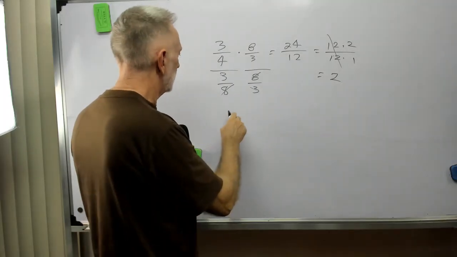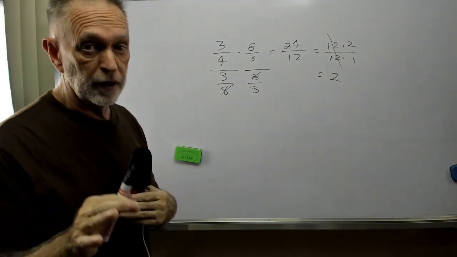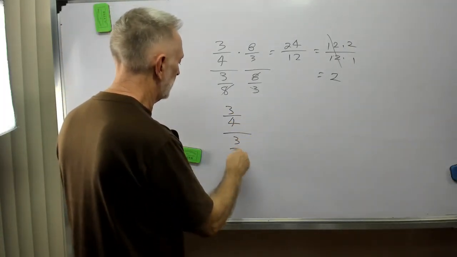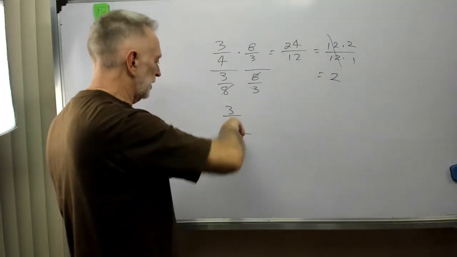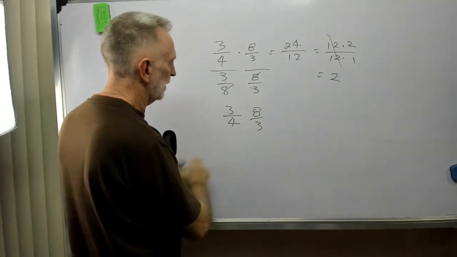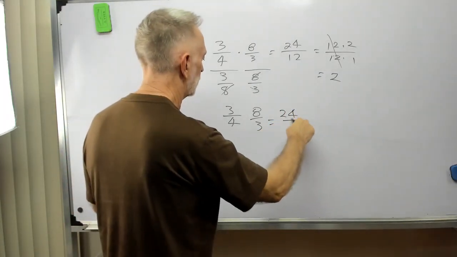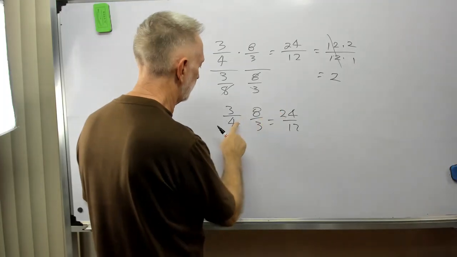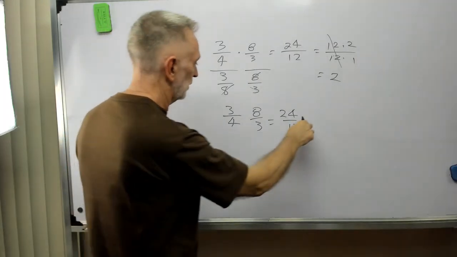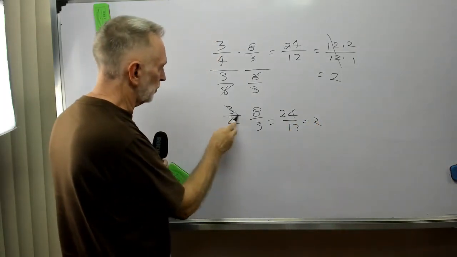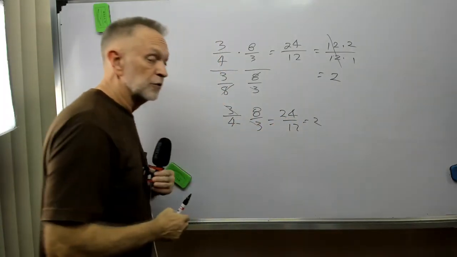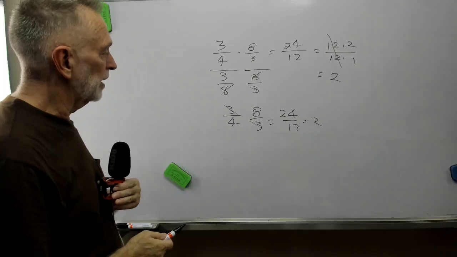And if we did this with the invert and multiply method, we have the 3 over 4 divided by 3 over 8. We just invert and say, well, that's 8 over 3. Cancel that. That's 24 over 12. 3 times 8 is 24. 4 times 3 is 12. This equals 2. You could say, well, 3 over 3 is 1. 8 divided by 4 is 2. So you could reduce as you multiply.